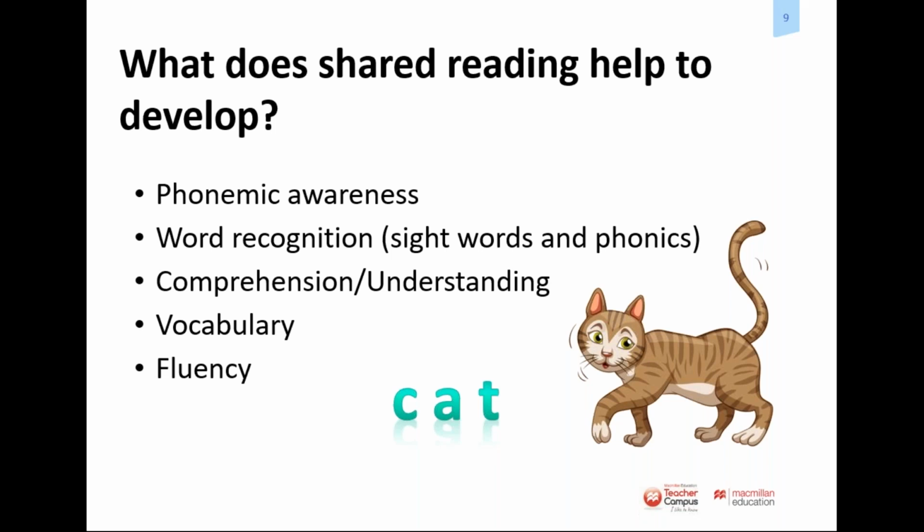And sometimes we go to the extent of taking a vocabulary word from our shared reading lesson, and we allow our learners to clap the word in syllables. So if the word, for example, the character of the story's name was Magda, we would go and say, let's clap the words. How many parts do you hear?